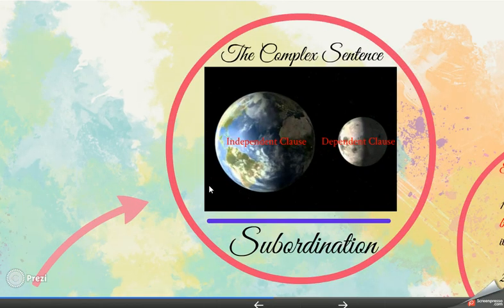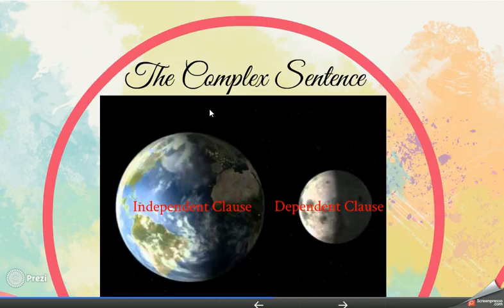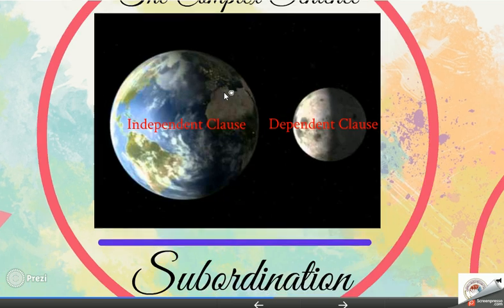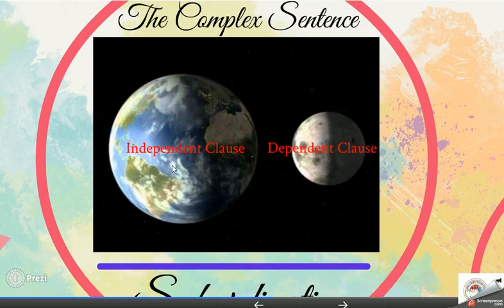The third type is called the complex sentence. Now, in this sentence, we have more than one idea. One of these ideas has to be the main idea, and what follows is a secondary idea. Okay, secondary idea. In terms of clauses, as you can see here, we have an independent clause.